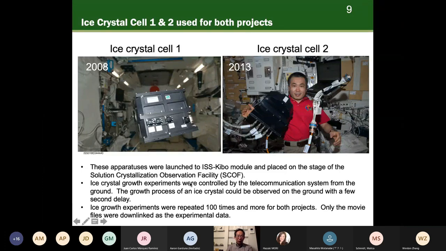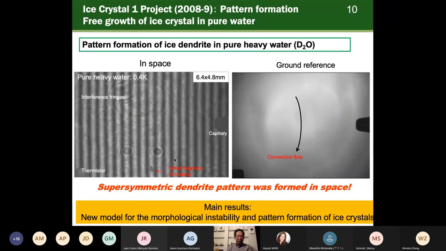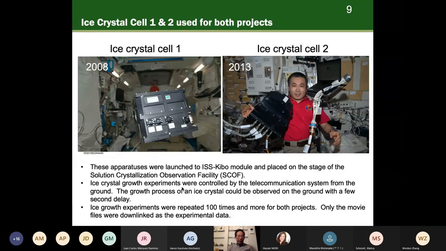These apparatus were launched to the ISS Kibo module and placed on the stage of the Solution Crystallization Observation Facility in the Kibo module. Ice crystal growth experiments were controlled by the telecommunication system from the ground. The growth process of the ice crystal could be observed on the ground with a few seconds delay. These ice crystal growths were repeated more than 100 times for both projects, and we could obtain very nice ice crystals and very good data for crystal growth.